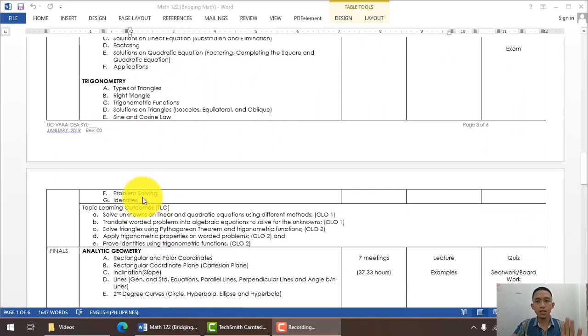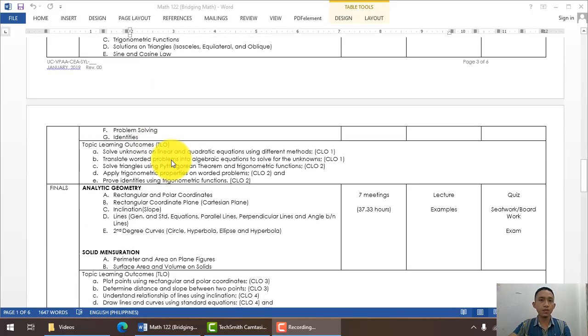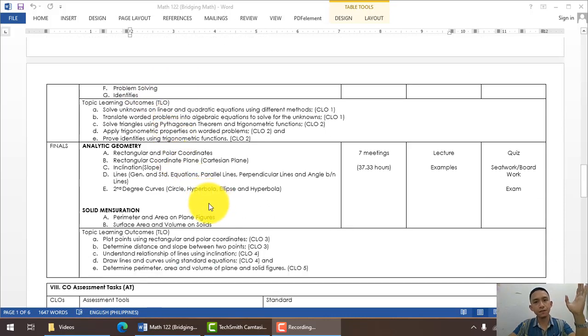Okay? And once that is done, then we are now ready for our midterm exam. This is your first grading. In this subject, okay? Midterm exam. That is where we will be basing your first grade. And then once that is done, we will now proceed to your finals. We will be tackling the other half of the topics. So we are done with trigo and algebra. We will now proceed to your analytic geometry and solid mensuration.